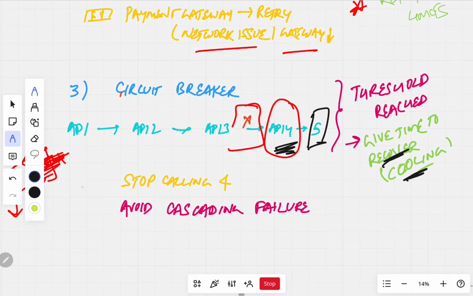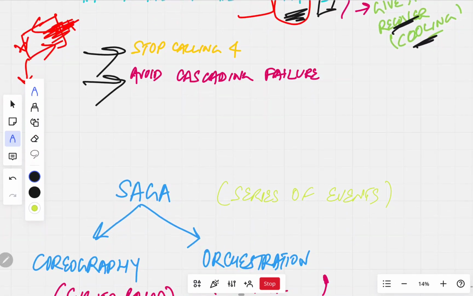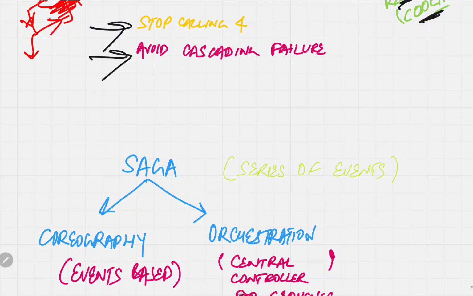It's the same thing. Stop calling 4, and we are avoiding cascading failures here. It means if we keep the flow open, maybe API 5 is also getting affected, right? Fine. So these three are, I would say, the top options. We have others as well, but these are the most frequently used ones. So now let's get back to the Saga one.